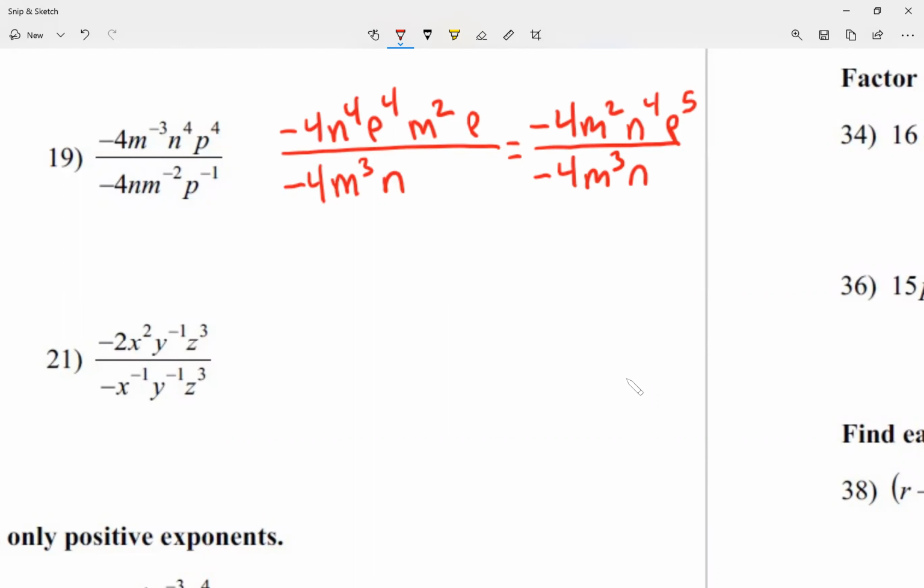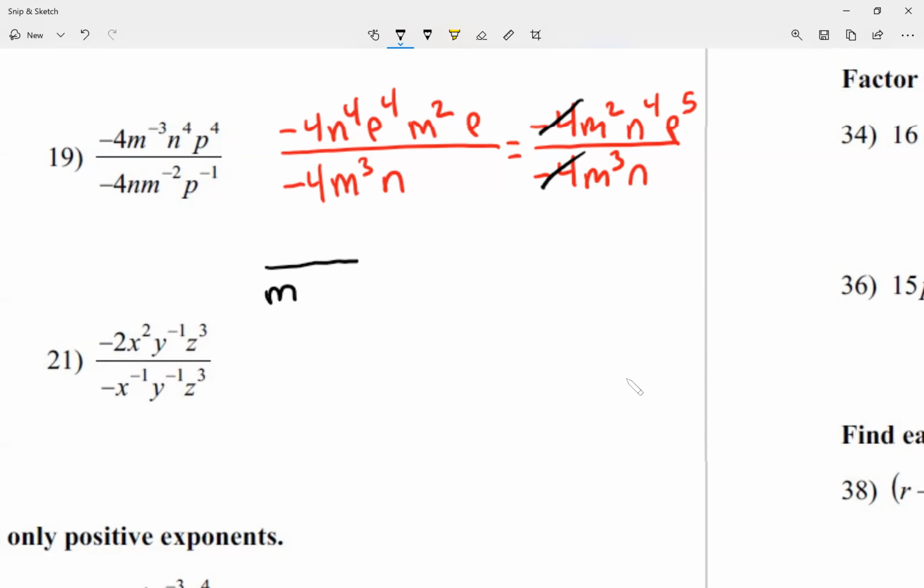My last part, this is the easy part. I'm just basically going to simplify. I see a -4 on the top and a -4 at the bottom, they cancel out. My m's, because I'm going to go in alphabetical order, I have to subtract the exponents. I know 3 minus 2 is 1, so I'm going to put an m to the 1 at the bottom. Remember, I always write them where the big exponent is. So I subtracted my exponents, but I write them where the big exponent is.